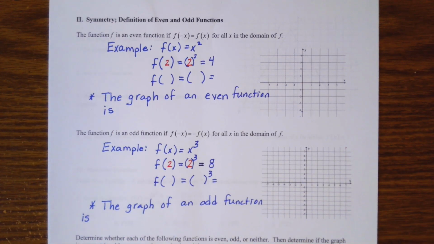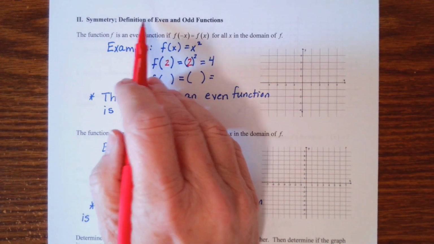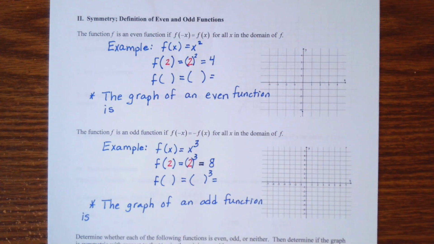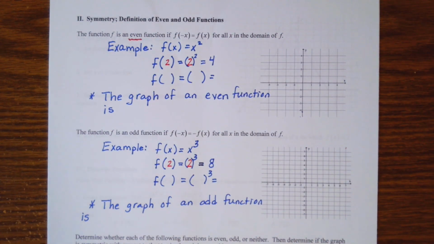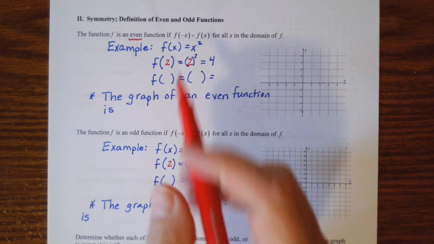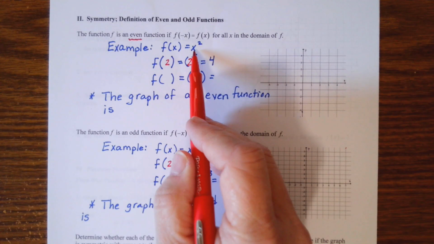We're going to move on to part 2 of 2.2, where we're going to talk about symmetry and the definition of even and odd functions. All right. So the first one we need to define is: what is an even function? Here's an example. We're going to do an example of f of x equals x squared.